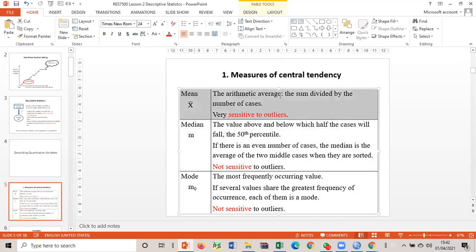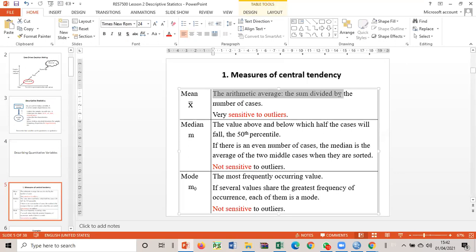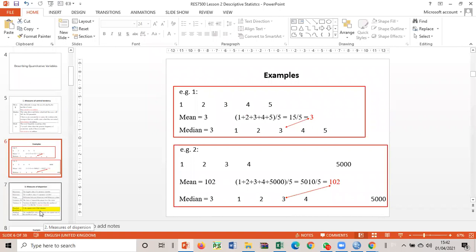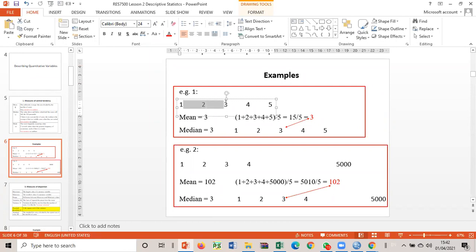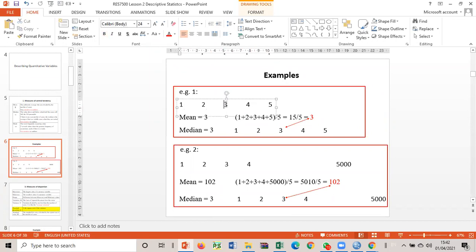Number one, mean. We use the symbol X bar. Number two, median. We use the symbol M. So X bar, the mean, is just the arithmetic average. The median is the central value, the 50th percentile. An example, look at number one. Data: 1, 2, 3, 4, 5. Where is the data centered? Around 3.